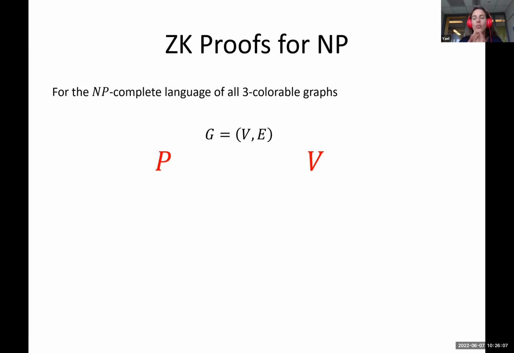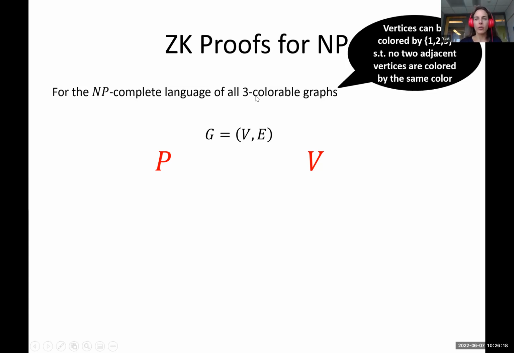Okay, but again, for those who have kind of forgotten the theory of NP-completeness and so on, I'm just going to give you a proof of a three-colorable graph. So what is a three-colorable graph? I'm going to give you a graph, and I want to argue that you can color the vertices.